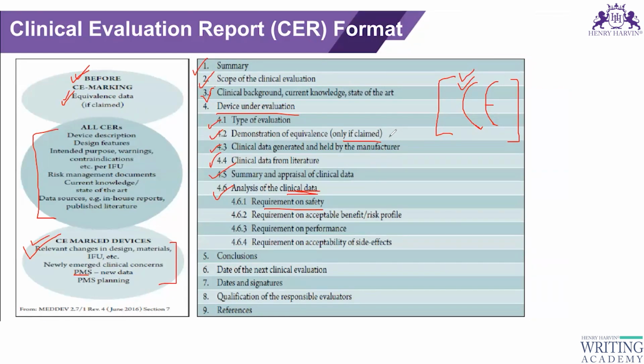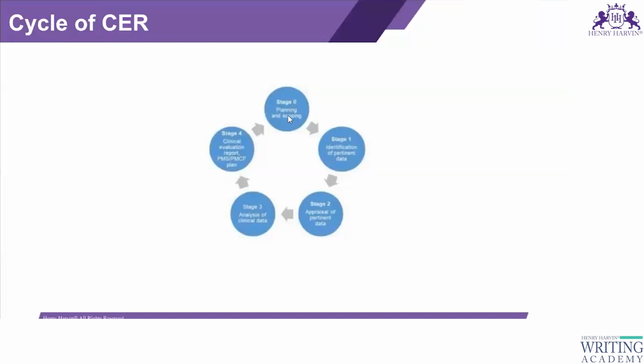Is it clear? So now what is the cycle of CER? The CER cycle starts with stage 0, then stage 1, stage 2, stage 3, and stage 4. In stage 0, we are planning and scoping how the clinical evaluation report will be done: clinical evaluation planning, and the scope and objective of the report. Then stage 1 is identification of pertinent data. The data is collected from various sources: literature sources, in-house data, and post-marketing studies.